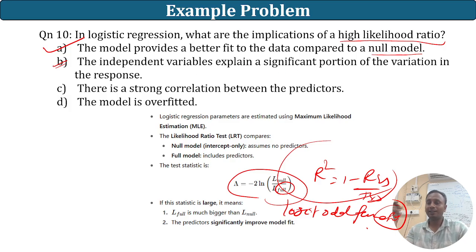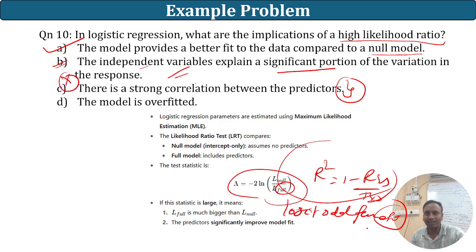Yes, because when we have a high likelihood, what will happen? The independent variables will explain a significant portion of the response. There is a strong correlation between the predictors? No, a high likelihood means they are predicting better. It means there is no correlation, so this can't be the answer.